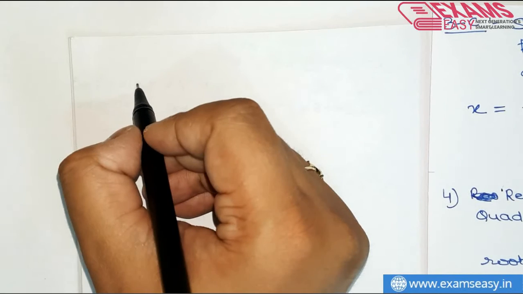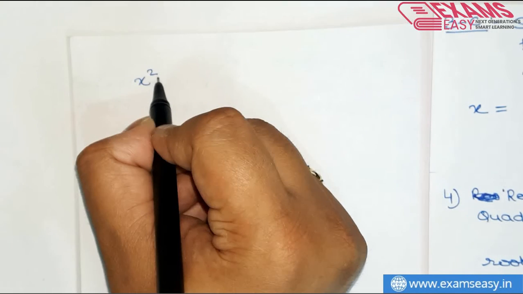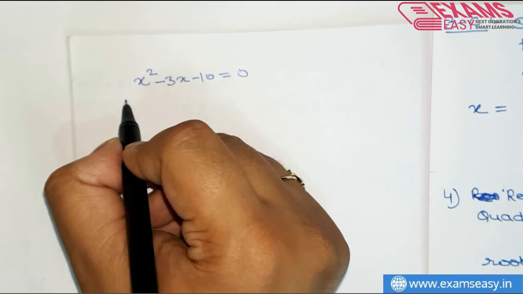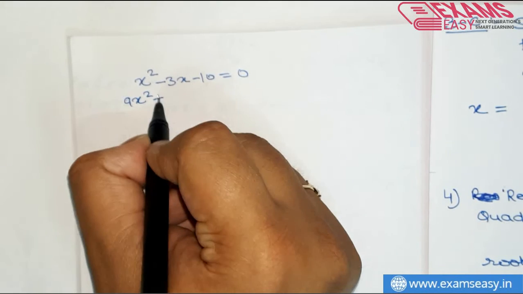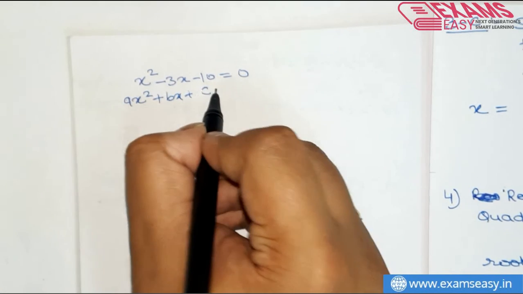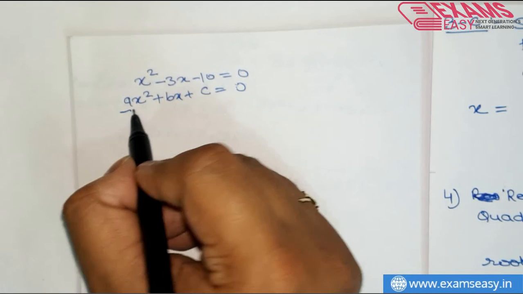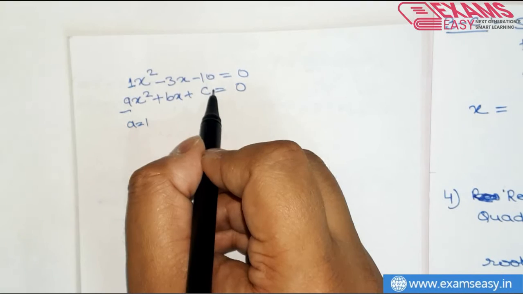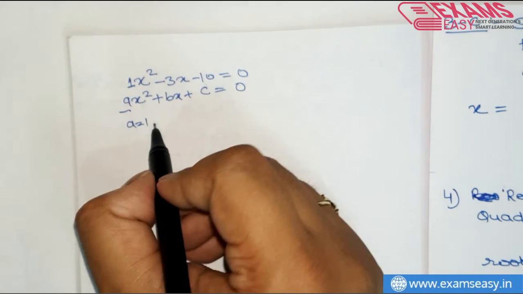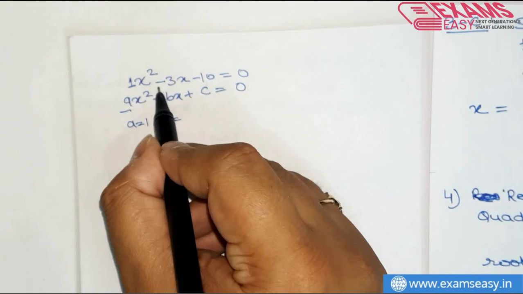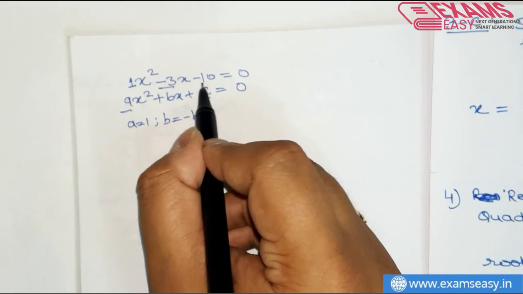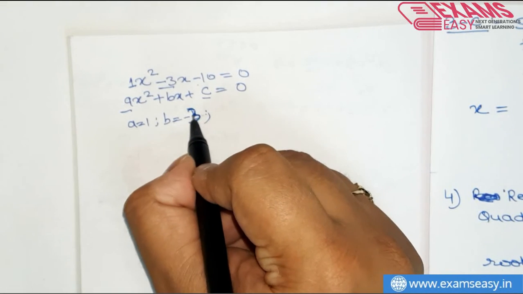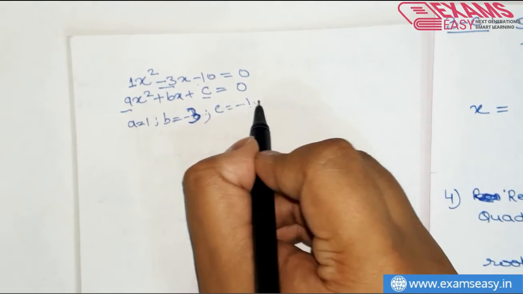So we have one equation, x square minus 3x minus 10 is equal to 0. Now the generalized form of the quadratic equation is ax square plus bx plus c is equal to 0. If we compare these two equations, then we get a is equal to 1, b is equal to minus 3, and c is equal to minus 10.